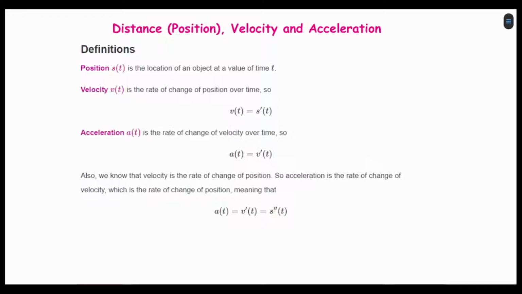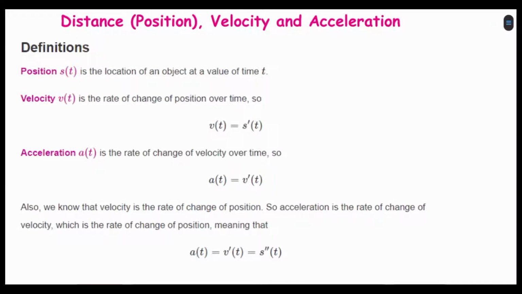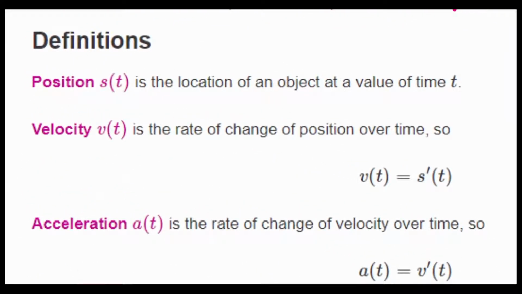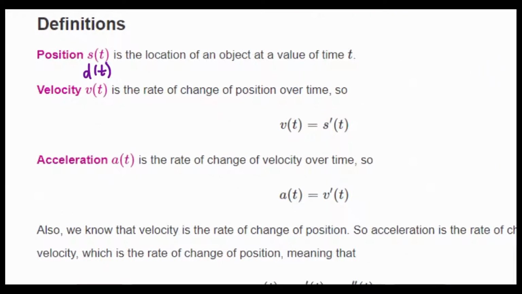So first of all, position, S of t. These notes use the S notation, but generally we're going to use D to represent distance or displacement, so you might see this as D of t instead. So just be aware of that right away. I'm not going to rewrite all these notes. We are going to use S, but just know in physics class you'll often see the variable D used to represent this same concept.